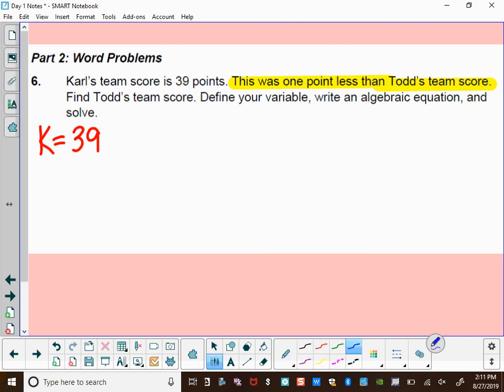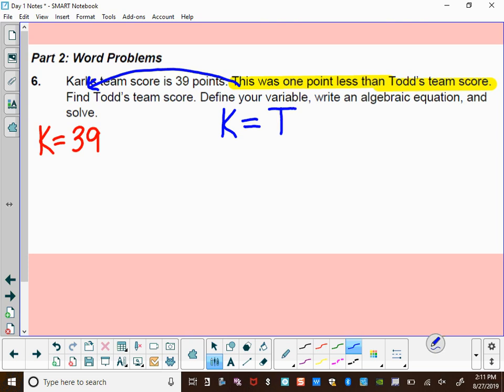When it says this was 1 point less than Todd's team score, what is this? What are they referring to? Carl's score, right? So this is talking about Carl, okay? So that means I'm going to have Todd's team score. Oh wait, this was 1 point less than Todd. So K equals, this is my equation, 1 point less than Todd's team score.